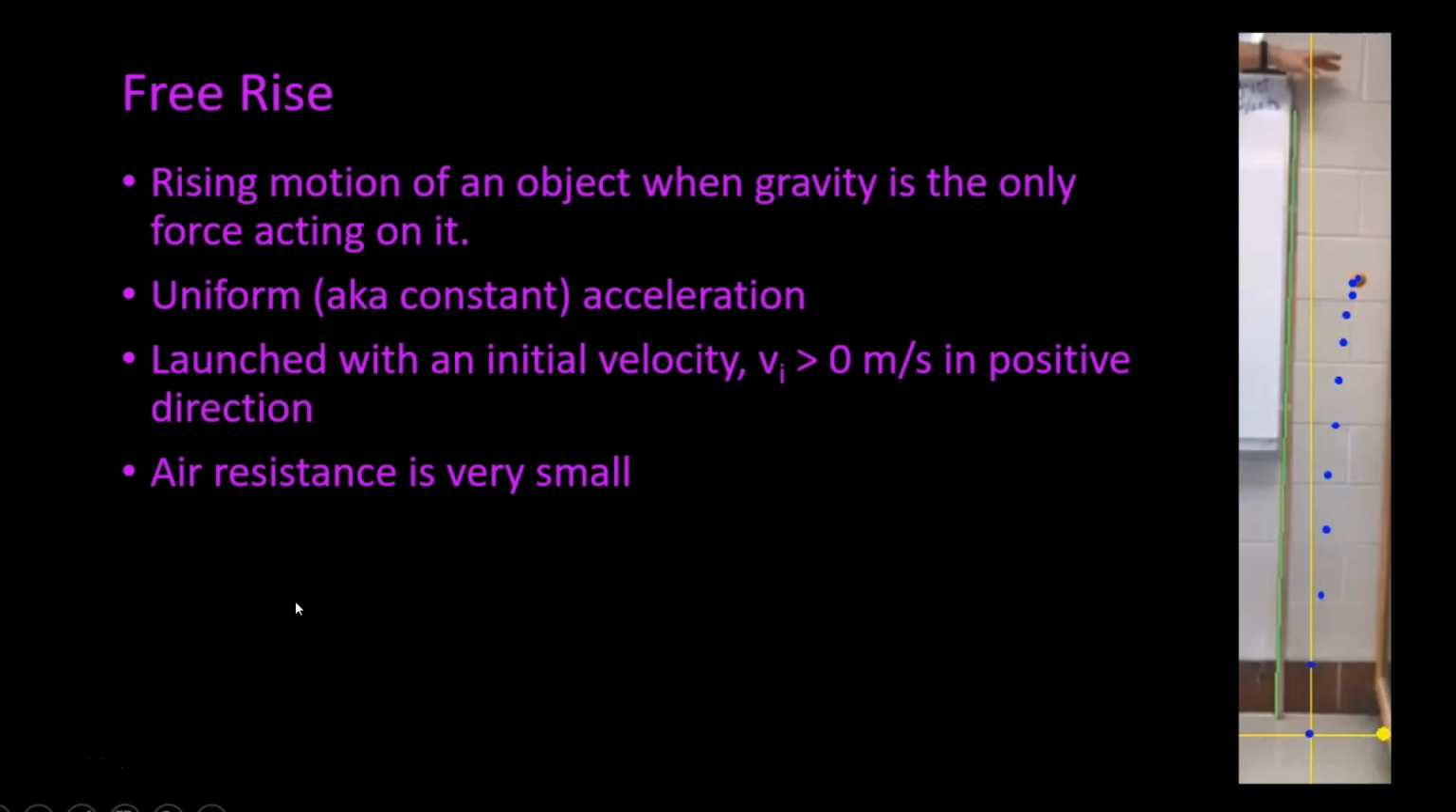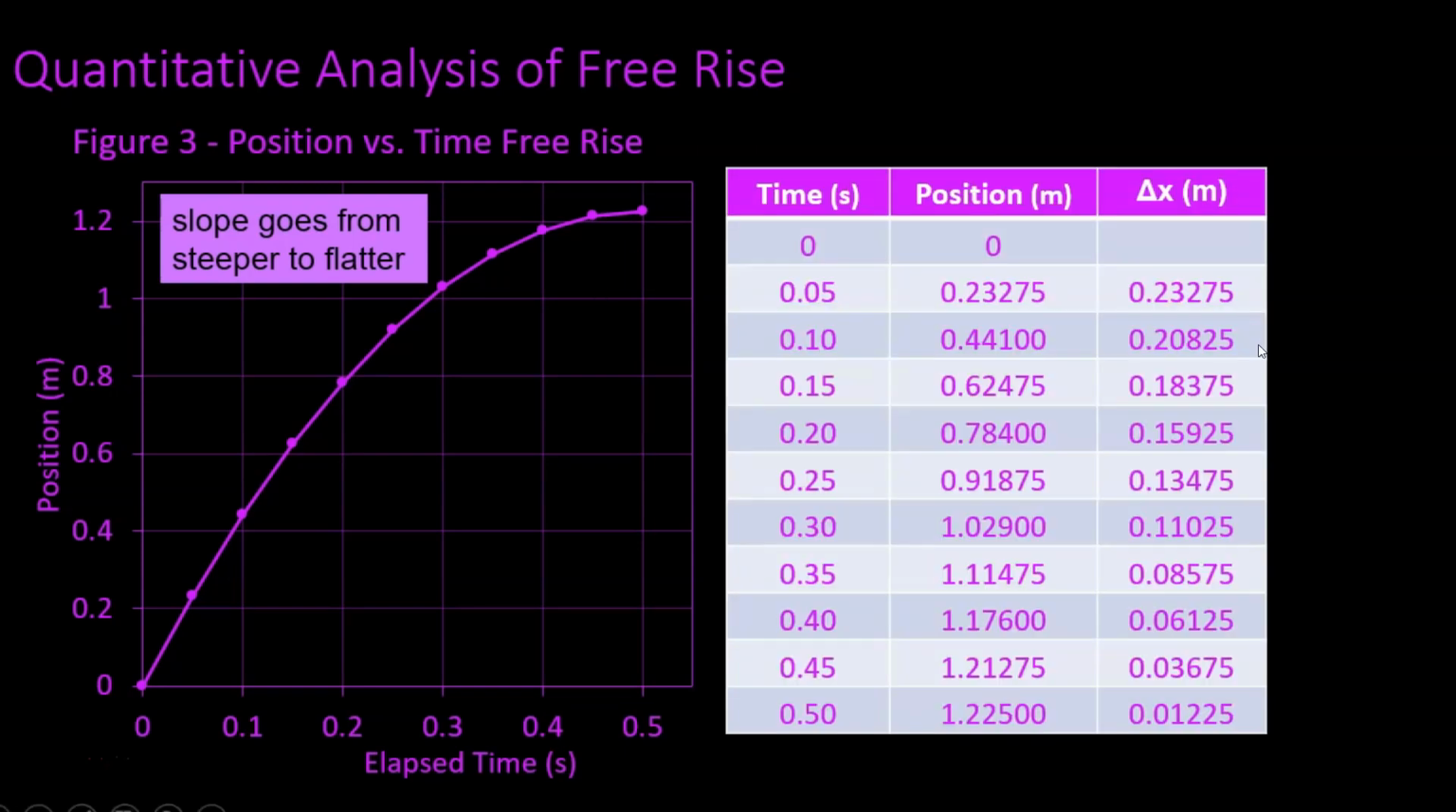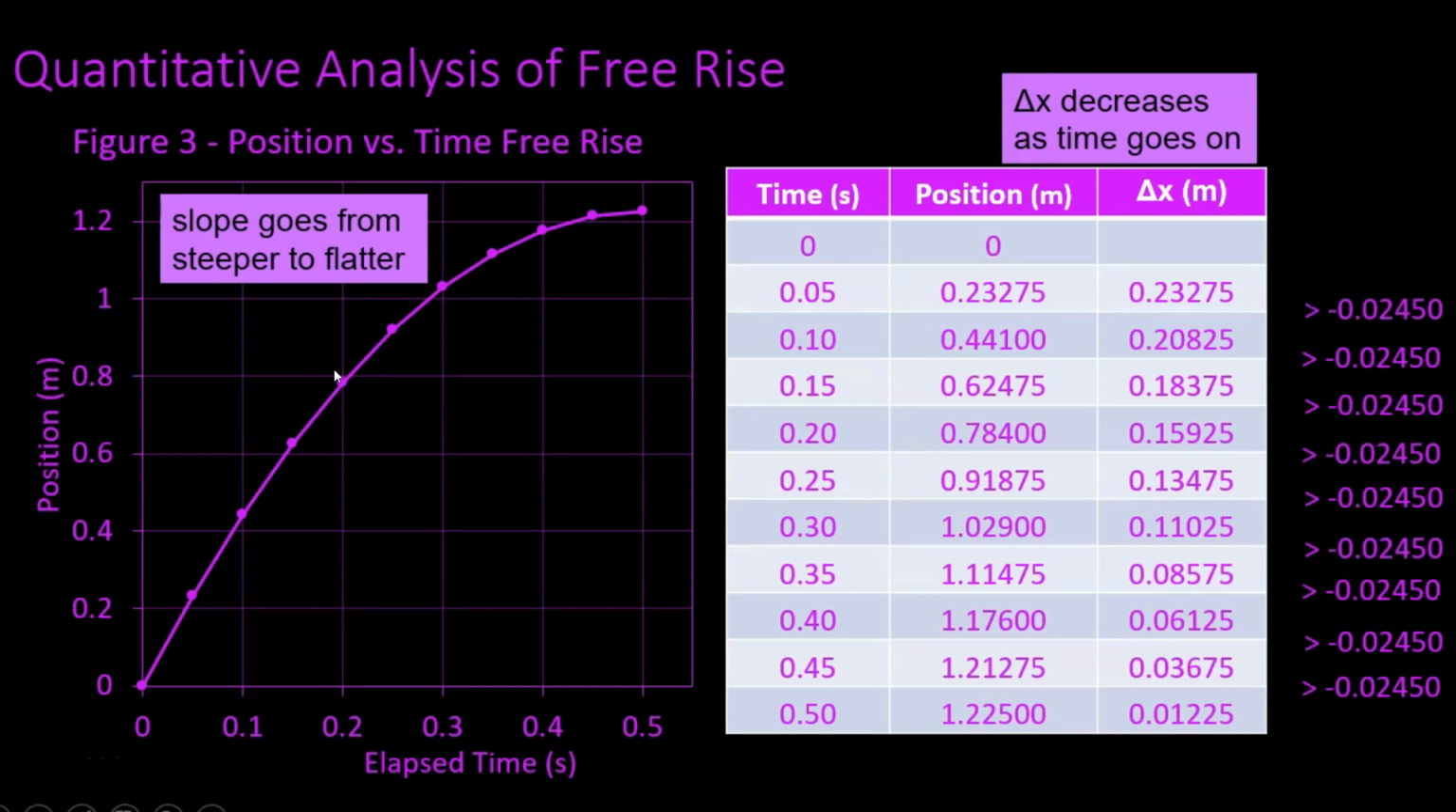Let's look at the position time graph for free rise. We've seen this before, a curve that goes from steeper slope to flatter slope, and that's a sign of an object that's slowing down. Looking at the table, we can see the position continues to increase, but the amount that the displacement changes is getting smaller and smaller. In fact, 24.5 millimeters smaller every 5/100ths of a second.